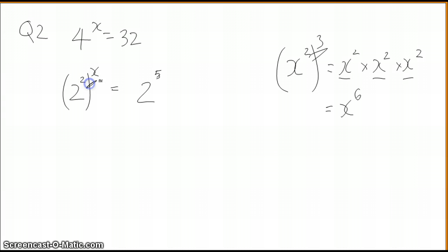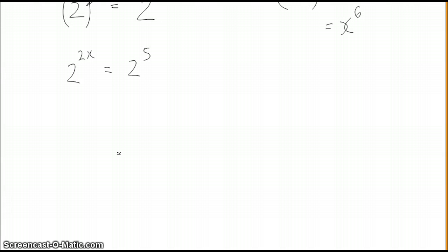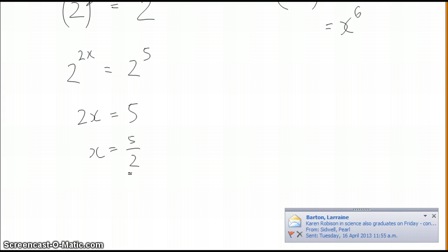So in effect, I'm going to do that here. I'm going to multiply 2 times x. And I could write this again out like this. I've just multiplied the 2 times the x. It works, and it's a legitimate algebra step. Equate the powers. 2x must equal 5. And x must equal 2.5 or 5 over 2.